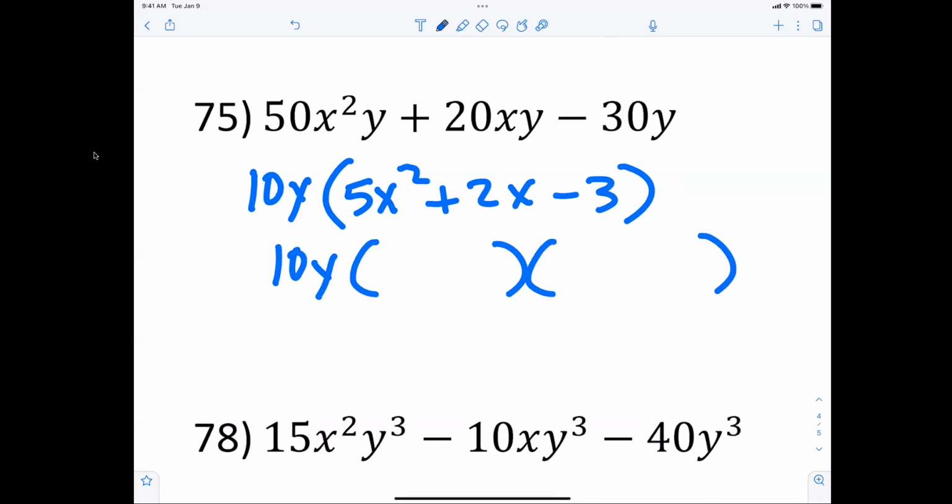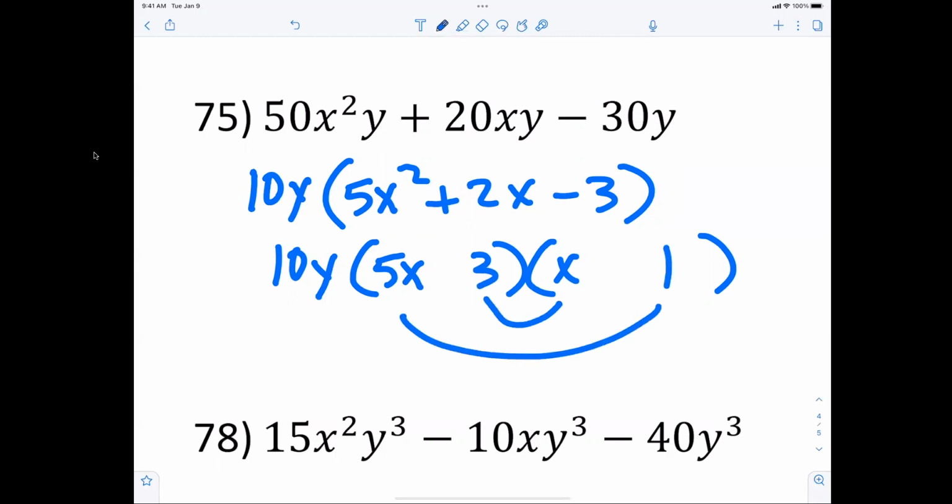Now, how do I get 5x squared? 5x and x. The only factors of 3. 3 has to go on the left. 1 has to go on the right. I'm looking at 3 and 5. If it's -1, should be +1 and -3, right? That one's hard to see because this over here is the 5.